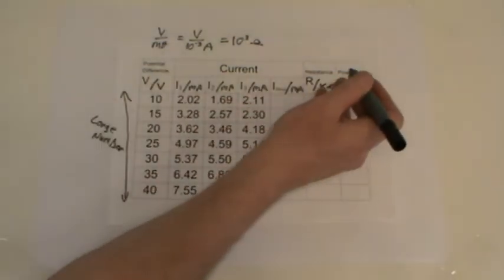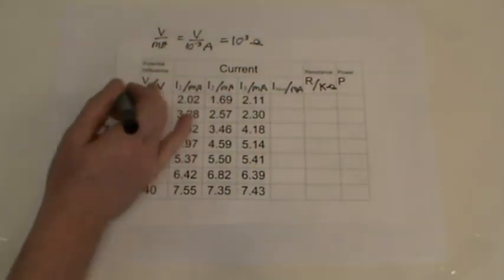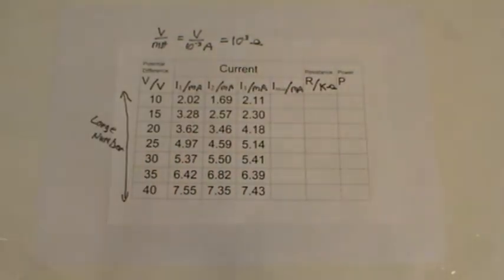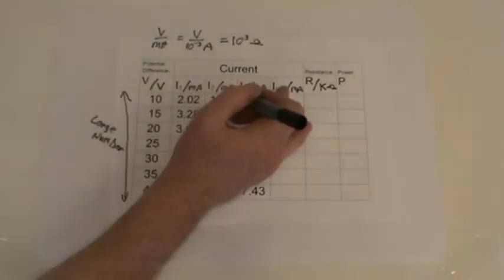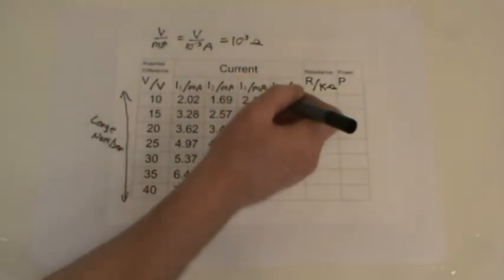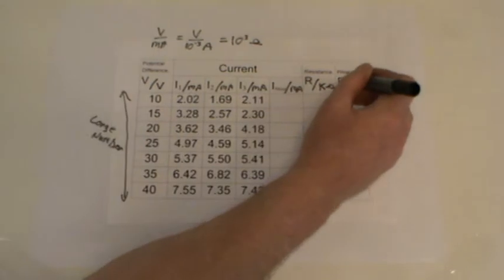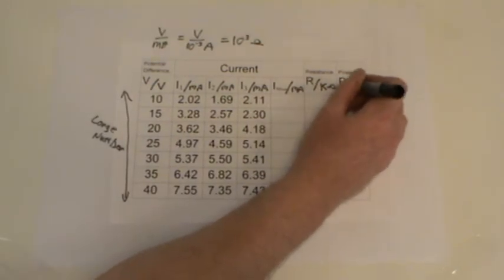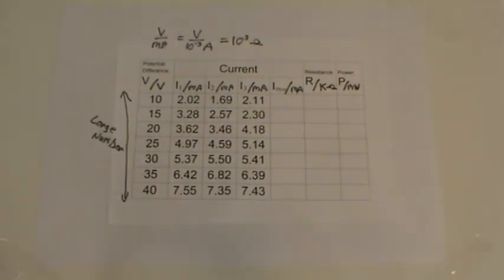In a similar way, our power calculations that are going to be the potential difference multiplied by the mean current is going to be volts multiplied by milliamps. And we know volts multiplied by amps is watts, volts multiplied by milliamps is milliwatts. Make sure you get the units right before you do anything else.